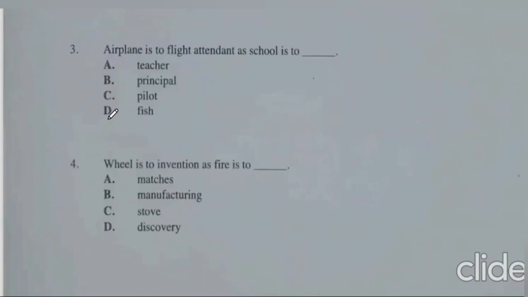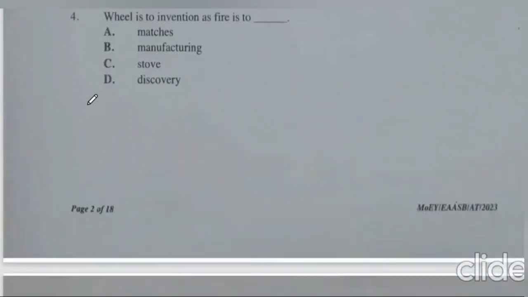Airplane is to flight attendant as school is to. So the flight attendant works on the airplane. Who works at the school? We'll select teacher as our best option because a school needs a teacher and the principal is also a teacher. Wheel is to invention as fire is to discovery.